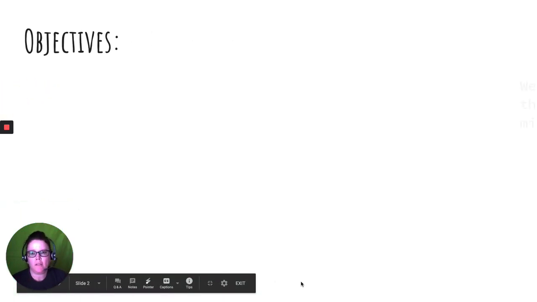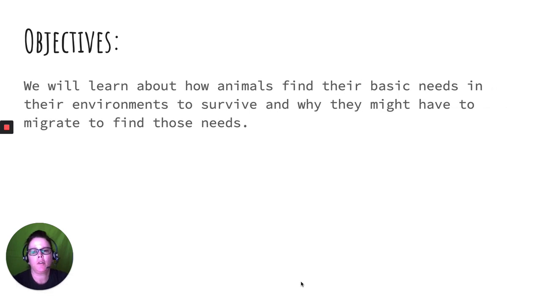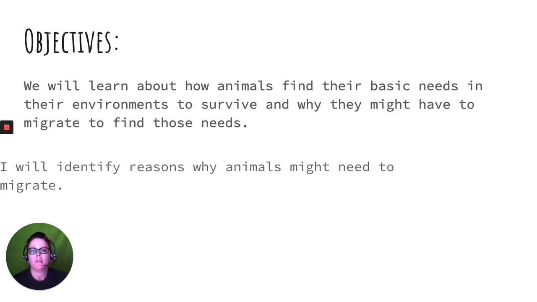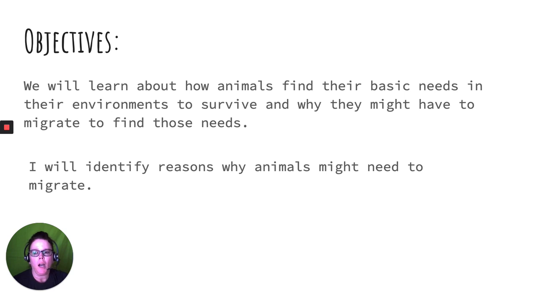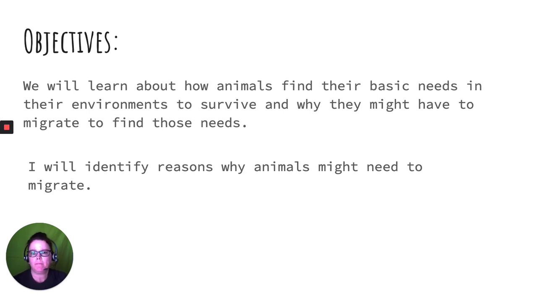So our objectives this week, I want you to go ahead and read these aloud with me. The first one says, we will learn about how animals find their basic needs in their environments to survive and why they might have to migrate to find those needs. Read this along with me as well. I will identify reasons why animals might need to migrate. So that's what our objective is going to be this week.